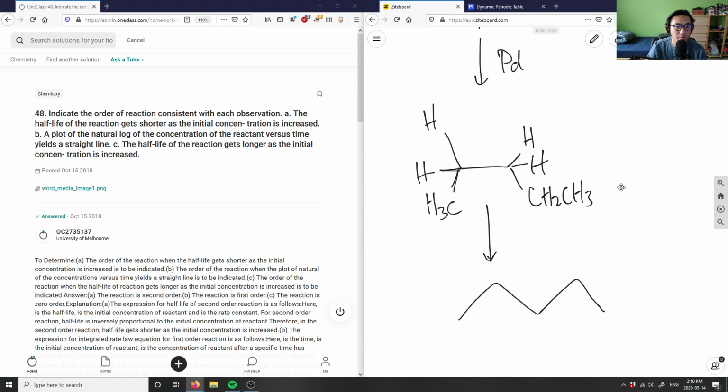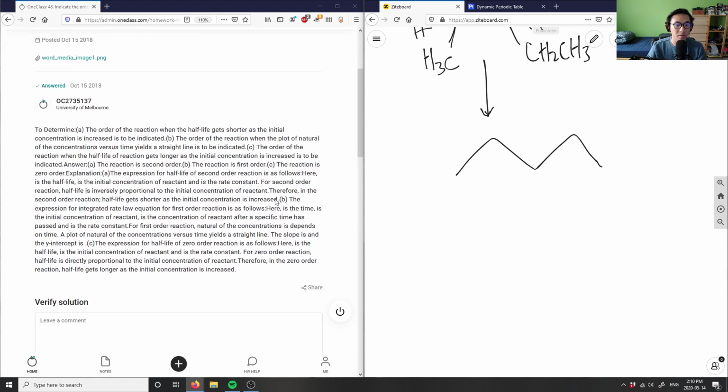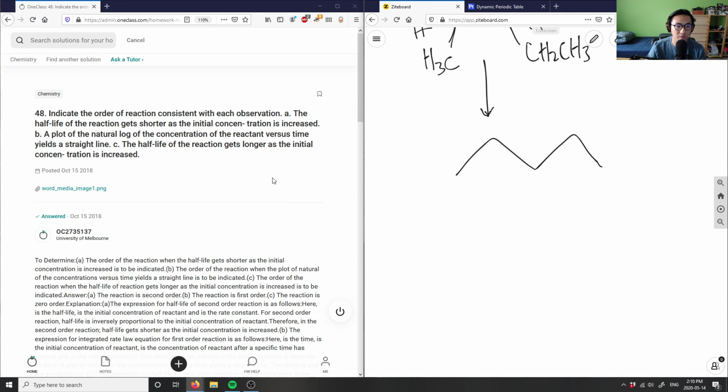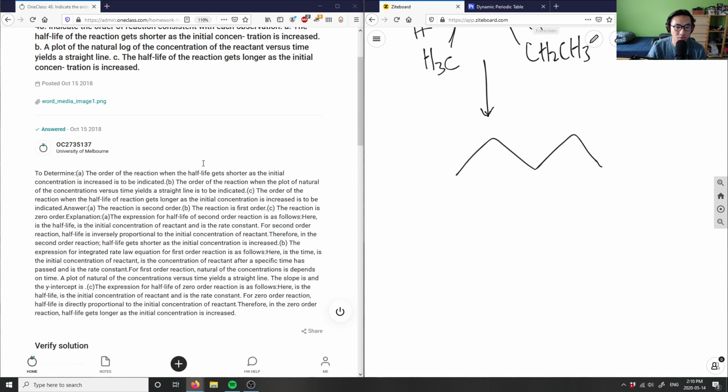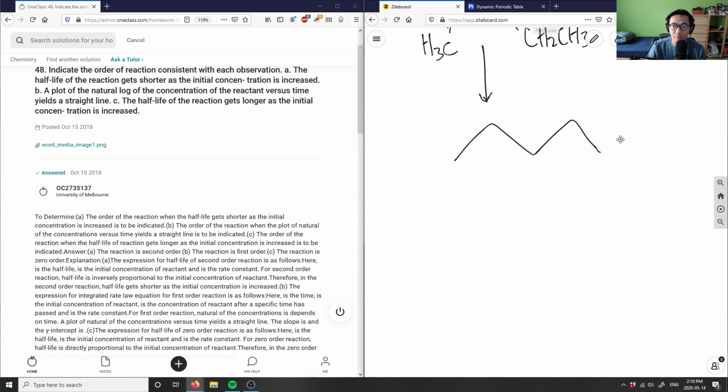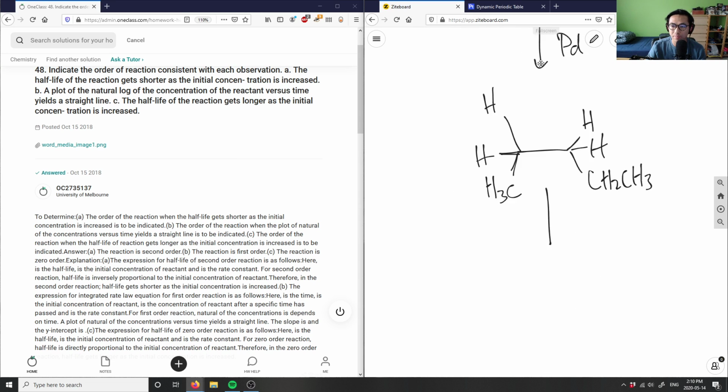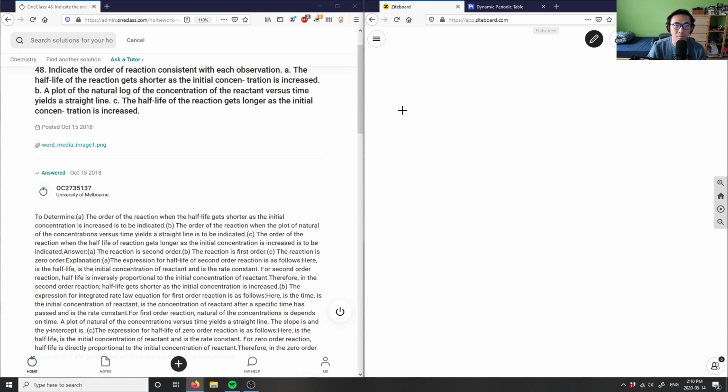Okay, let's look at this problem here. Let's indicate the order of a reaction consistent with each observation. So this solution doesn't really tell us anything here, but I'll read that for us as well. So this is number 3, right? Number 3 is asking, indicate the order of reaction consistent with each observation. This is A here, the half-life. So let me write this, the half-life of the reaction. I'm going to use RxN for reaction.